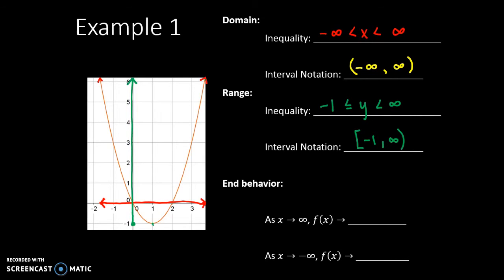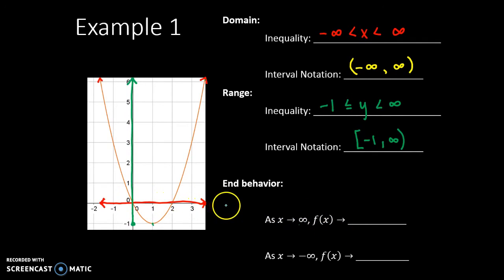All right. And then for end behavior, what we do is we look at, as our x-coordinates get bigger and bigger, so as our x-coordinates go towards infinity, and this arrow just means go towards infinity, so as our x-coordinates get bigger and bigger, what happens to our y-coordinates?